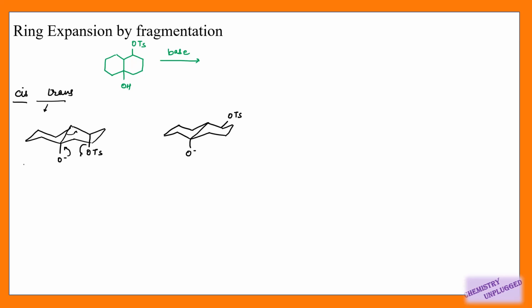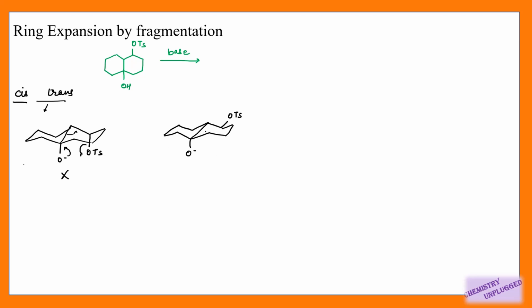But we know that these two should be anti-periplanar to each other. But in this situation, suppose this is like this and this bond is going downward. So the carbon-carbon sigma bond cannot overlap properly with this sigma star orbital of this tosylate, right? So they are not anti-periplanar to each other, so this reaction cannot be possible in this case. Fragmentation cannot be possible when this tosylate group is axially placed.